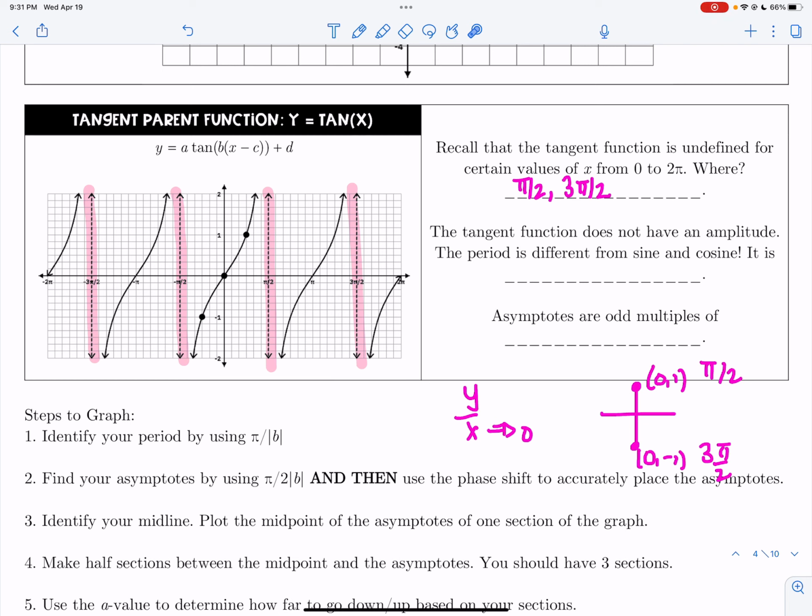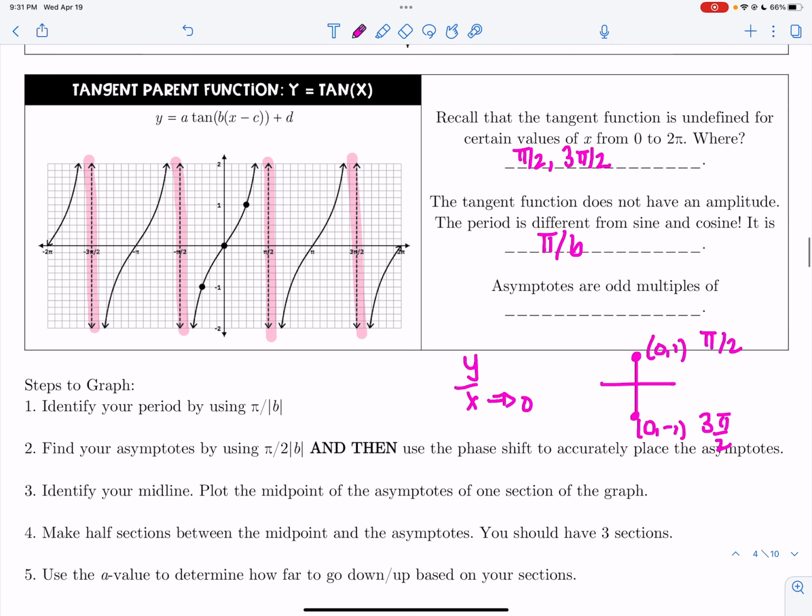My period is going to be a little bit different. My period is actually going to be pi over b instead of 2 pi over b. Asymptotes are going to be odd multiples of pi over 2. You'll notice that from my distance of pi over 2 and 3 pi over 2 here to here, it's just the distance of pi over 2. So pi over 2b.